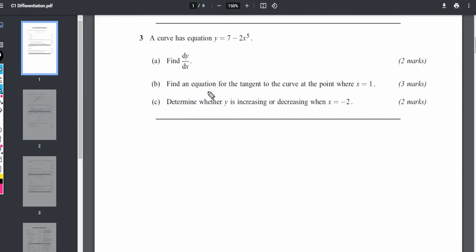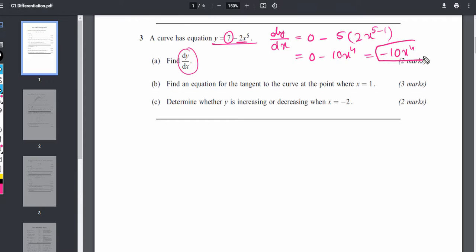Alright, let's do another exam related question for differentiation. We have a function that says y equals 7 minus 2x to the power of 5, and we have to find the derivative. So its derivative will be dy by dx equals the derivative of 7. 7 is a constant, so remember that the derivative of a constant is 0. So it will be 0 minus, and for this one it will become 5 times 2x to the power of 5 minus 1. So it will become 0 minus 10x to the power of 4. The final answer is minus 10x to the power of 4. This will be the derivative of this function. I'll write it here: negative 10x to the power of 4.